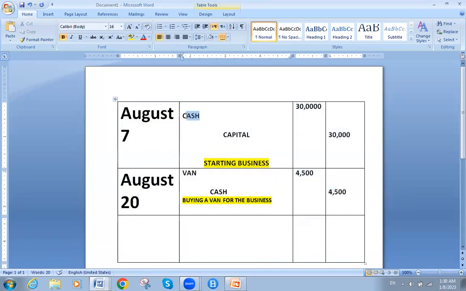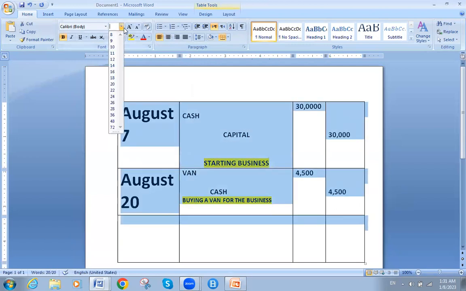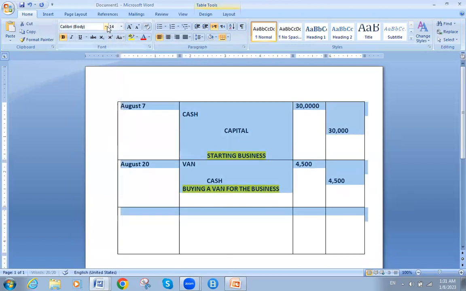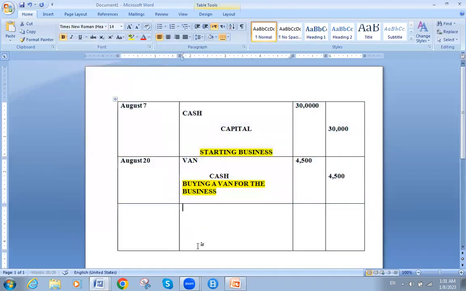What is debit will be to the left. What is credit will be a little bit to the right. So don't forget, please, this is debit, meaning from cash into capital, and from van into cash. Don't forget it, please. This is how to register the transactions. I just want to make all of it Times New Roman 14. That will be fine like this. Don't forget also that we have to write the details of the transactions. What was this transaction about? So that it reminds us what this was about.